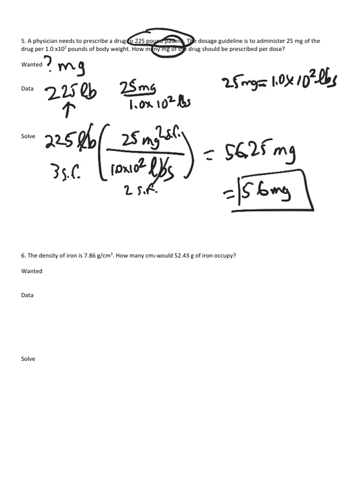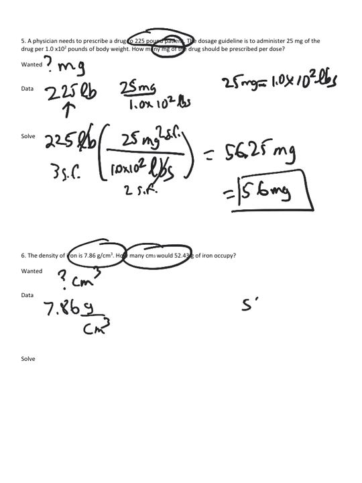Next, density of iron is 7.86 grams per cubic centimeter. How many cubic centimeters would 52.43 grams of iron occupy? How many cubic centimeters? So what's our data? 7.86 grams per cubic centimeter and 52.43 grams of iron.